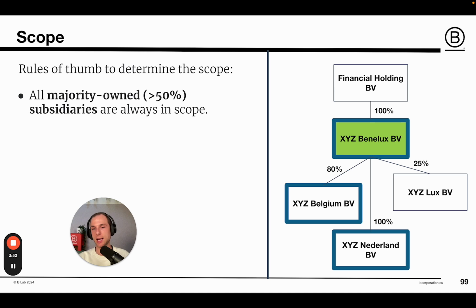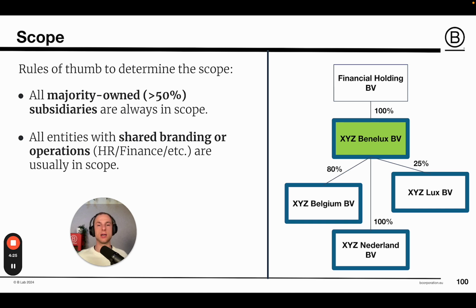And in this case, it would, at the very least, include XYZ Belgium BV and XYZ Nederland BV, because those are owned for 80% and 100% respectively. So they should definitely be in scope, because XYZ Benelux BV, the company pursuing certification, has complete control over these entities, and they should be considered part of this company. So far, so good, right? That makes sense.